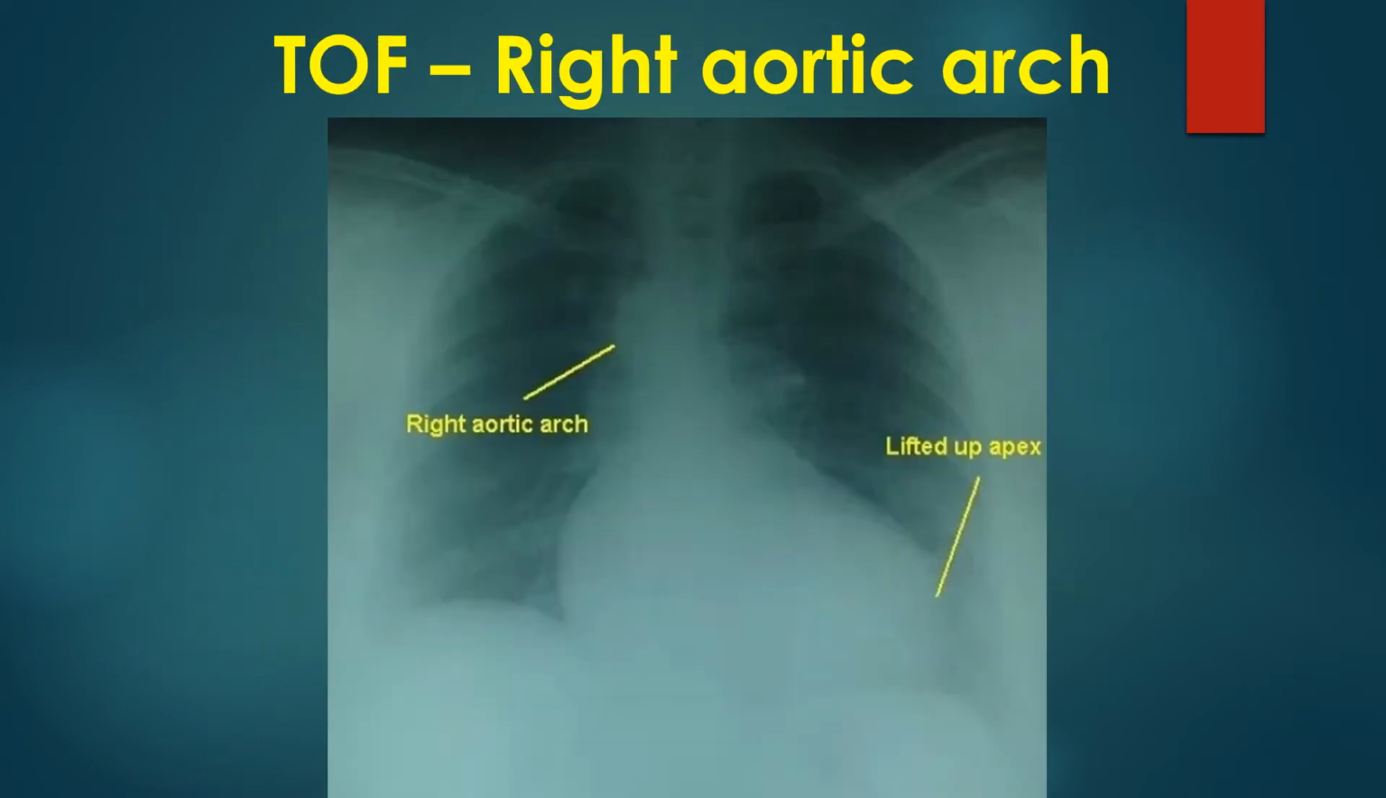The lifted up apex, coeur en sabot, peasant's boot shaped heart due to the right ventricular hypertrophy is seen well in this chest X-ray PA view. The right-sided aortic arch is seen indenting the tracheal air column on the right side. There is mild cardiomegaly and right atrial enlargement as well in this adult person with tetralogy of Fallot and associated inferior wall myocardial infarction. The lung fields are oligemic due to the right ventricular outflow tract obstruction in tetralogy of Fallot. Tetralogy of Fallot is the commonest cause of right aortic arch in an adult.